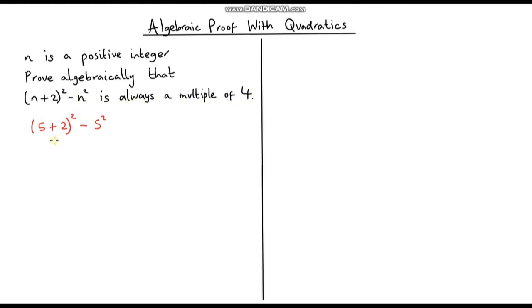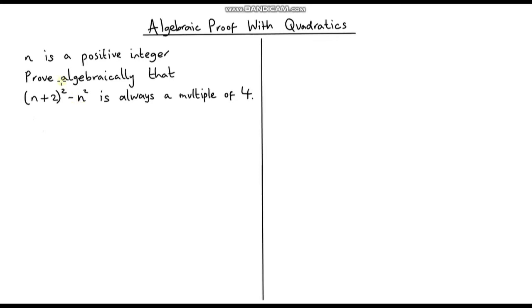So let's work it out. 5 plus 2 is 7. So this is going to be 7 squared, which is 49, minus 5 squared, which is 25. And 49 minus 25 is 24. Now, is 24 a multiple of 4? Yes, it is. It is 6 times 4. So it works for 5, and apparently it works for any positive integer. So our job is to prove that using algebra.